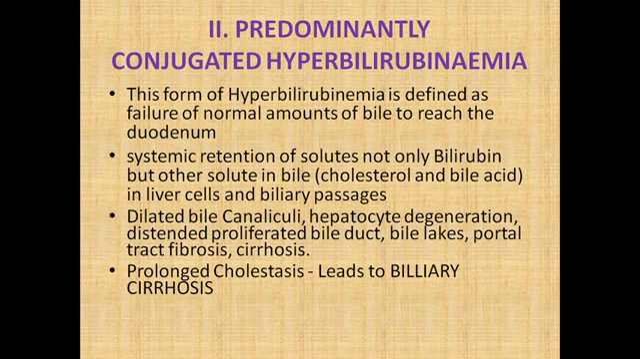Predominantly conjugated hyperbilirubinemia is defined as failure of normal amount of bile to reach the duodenum. There is systemic retention of solutes, not only bilirubin but other solutes in the bile like cholesterol and bile acids, in the liver and biliary passage. Dilated bile canaliculi, hepatocyte degeneration, distended proliferated bile ducts, bile leaks, portal tract fibrosis, cirrhosis, these are the common findings, and sometimes this prolonged cholestasis ultimately leads to biliary cirrhosis.